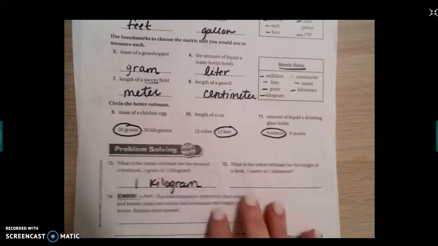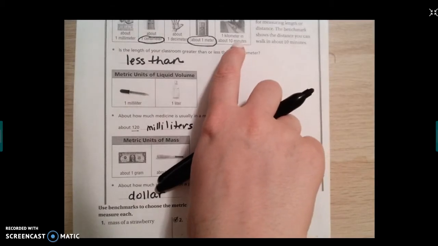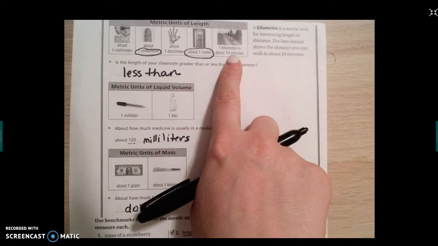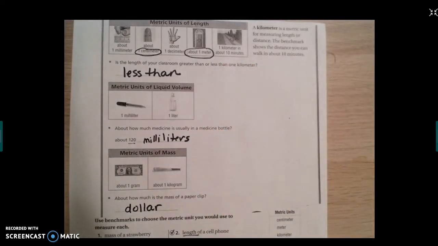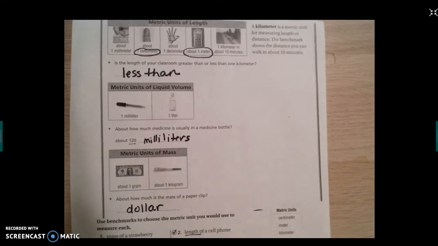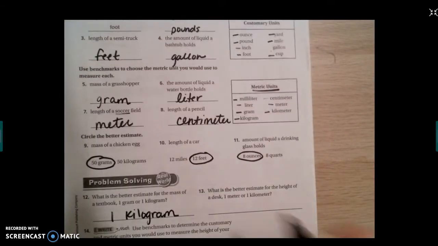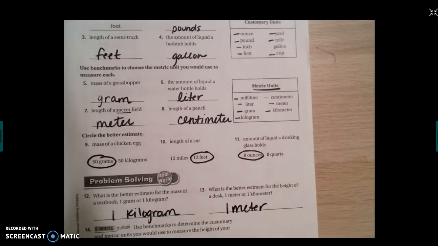Okay, so let's look. Remember that a kilometer would take you about 1 mile to walk, or about 10 minutes to walk. And a meter is the length of a doorway. So you're thinking about the height of a desk. So it would be closer to 1 meter. Okay.